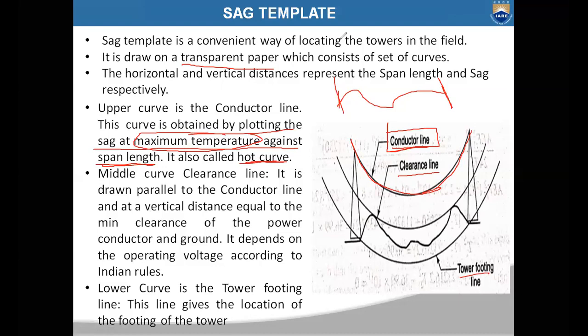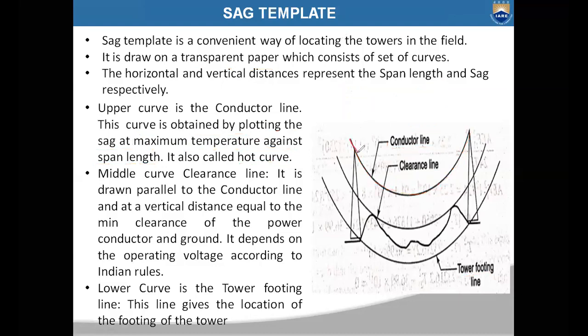After drawing this first curve, which is the conductor line curve, you then have to draw the clearance line or clearance curve. The clearance curve is the middle curve, right? It will be drawn exactly parallel to the conductor line.